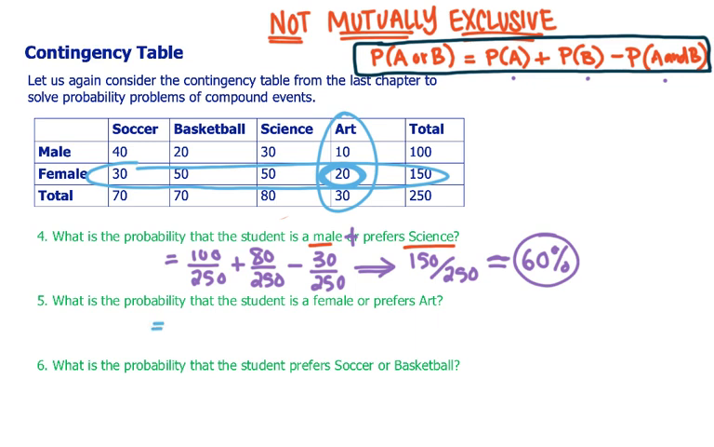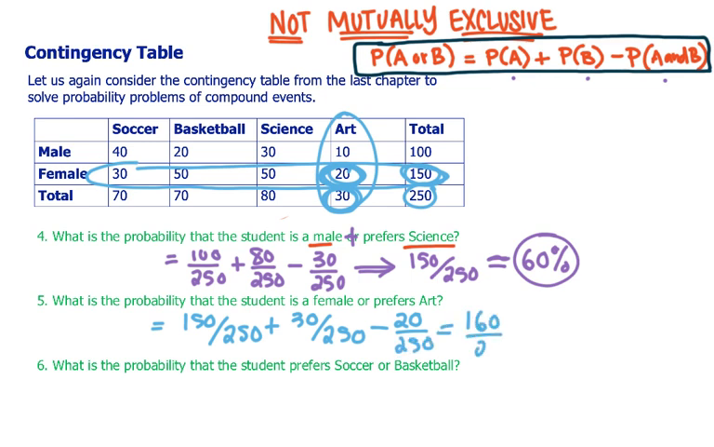So the probability of being female is 150 out of the total, which is 250. The probability of preferring art is 30 out of 250, but we must subtract the people we double counted, which is 20 out of 250. So in the end, we will get 160 out of 250, which is 64%.